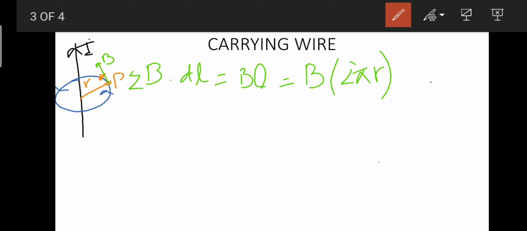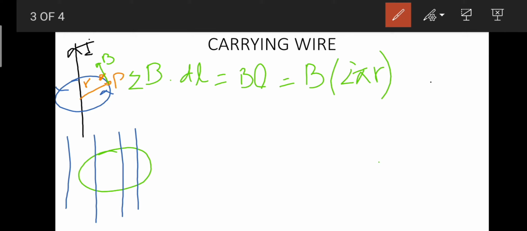Consider there is a loop like this, and there are three wires passing through this particular loop, and a fourth one outside. Two of them are having direction upward and one is having direction downward, and this one is also having direction in the downward direction. So these are the three wires which are passing through the Amperian loop, and one is outside the Amperian loop. Now how can you calculate the net current?